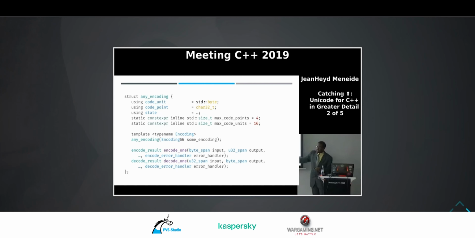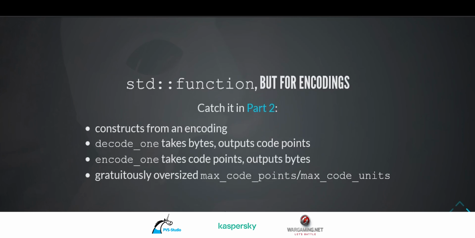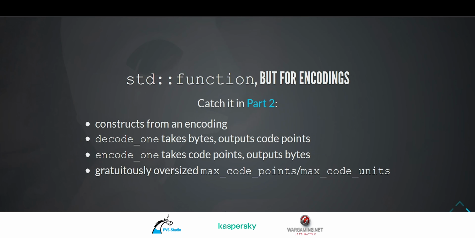I talked about some of those challenges, but there are additional challenges that we need to look at here. What any encoding really is, basically, is std::function, but for encodings. It has a constructor, you hand it the encoding, and it flattens things out. So decode1 always takes bytes, and that's how it erases whatever your code point type is. And for encode1, it takes code points, in this case Unicode code points, and just outputs bytes. That's how it equalizes the system.